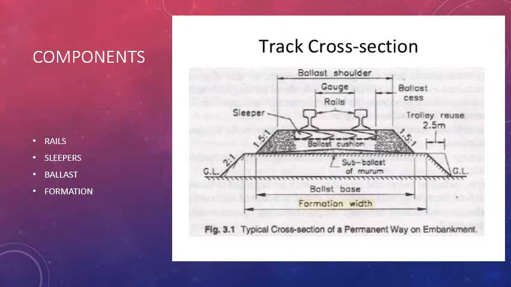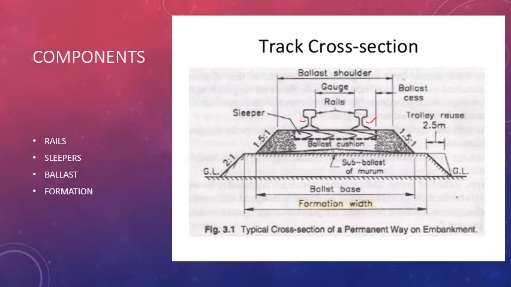Rails, sleepers, ballast and formation. In this figure you can see these components labeled. These two I sections are known as rails, and through these rails the trains are moving, and these rails help to transfer the load from the wheels of the vehicle to the underplaced sleepers, and from the sleepers the load is transferred to the ballast, and from the ballast the load is transferred to the formation.